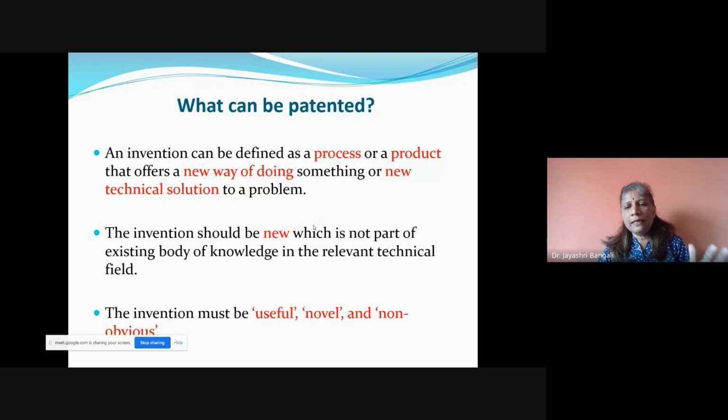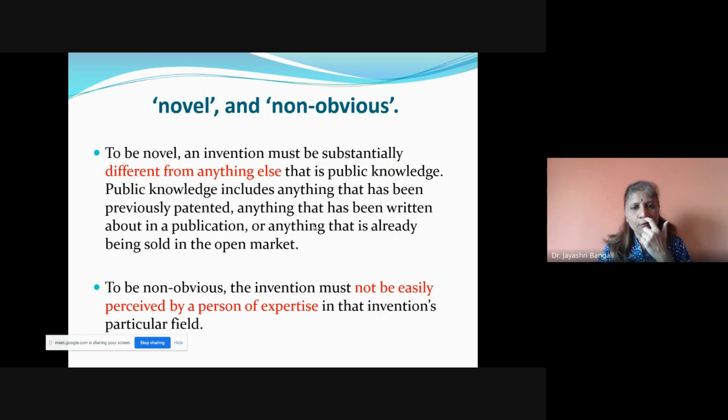It should not be existing. It should be new. So for an invention, there are three conditions that should be fulfilled. First one is useful. The invention should be useful, it should be novel, and it should be non-obvious. Now we will see exactly what the meaning of these three words is.